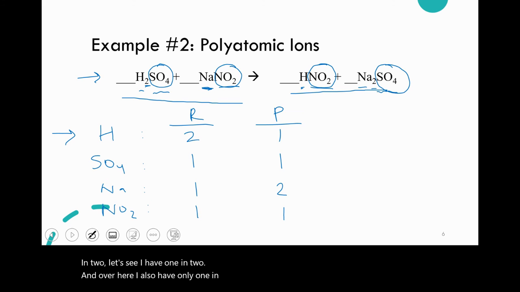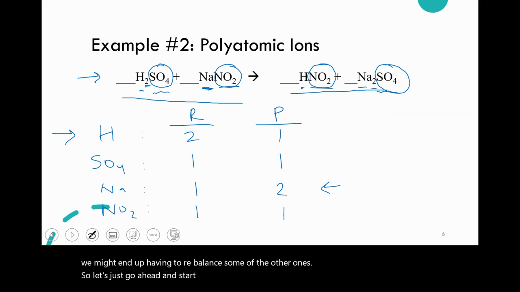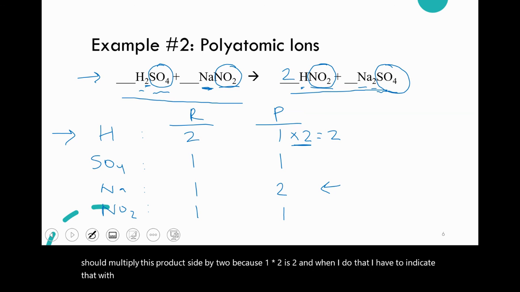So we need to balance H and Na, but in the process, we might end up having to rebalance some of the other ones. So let's just go ahead and start with hydrogen. I have a 2 and a 1. I need to multiply, so I should multiply this product side by 2 because 1 times 2 is 2. And when I do that, I have to indicate that with a coefficient. So now I have 2 hydrogens and 2 hydrogens.